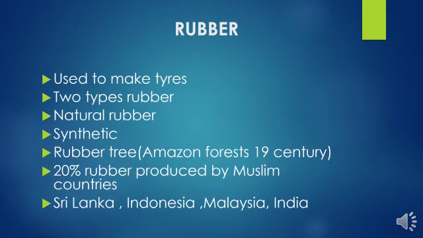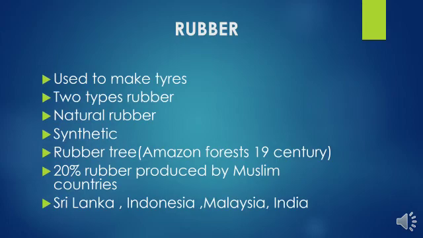The last one is rubber. Rubber is mainly used to make tires. We have two types of rubber: one is natural rubber and another one is synthetic rubber. Do you know about half of the world's rubber is natural and half is synthetic? Synthetic rubber is made from chemicals.